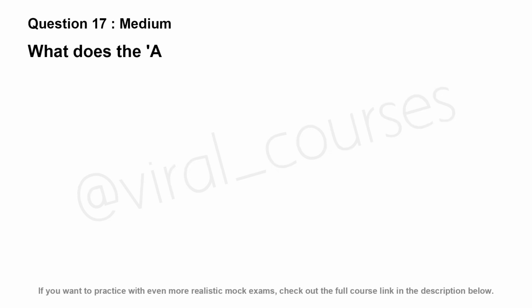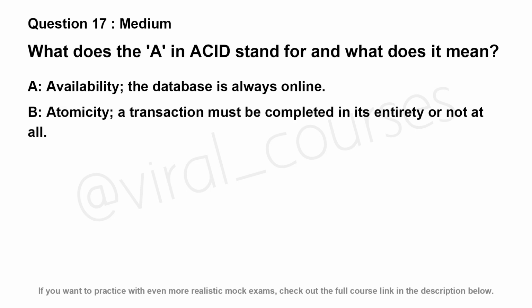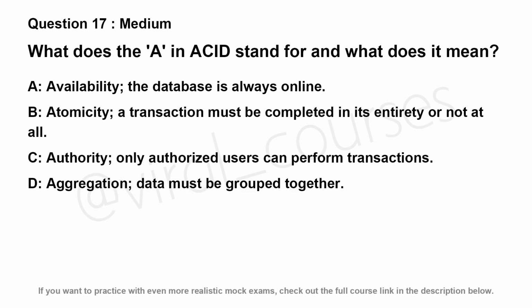What does the A in ACID stand for and what does it mean? Option A, availability. The database is always online. Option B, atomicity. A transaction must be completed in its entirety or not at all. Option C, authority. Only authorized users can perform transactions. Option D, aggregation. Data must be grouped together.